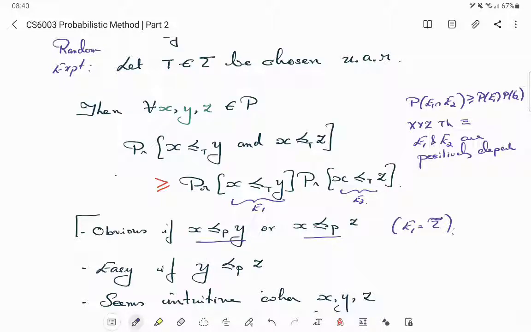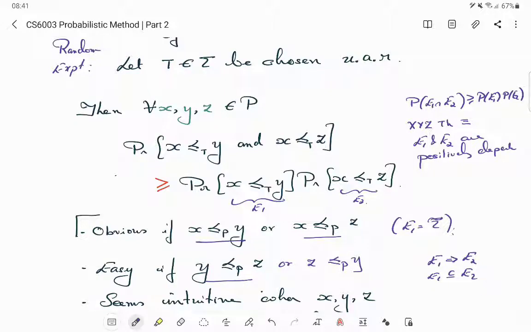It's also easy to verify that this is true when y precedes z in P or z precedes y. If y and z were comparable in P, then this is also easy, because let's say y was before z, then if x precedes t in y, and since y anyway precedes z in P, it should precede z in t also. So y would precede z in t, and then by transitivity x would precede t. Okay. So in this case actually E1 will imply E2, or equivalently E1 is a subset of E2 if you think about a Venn diagram.